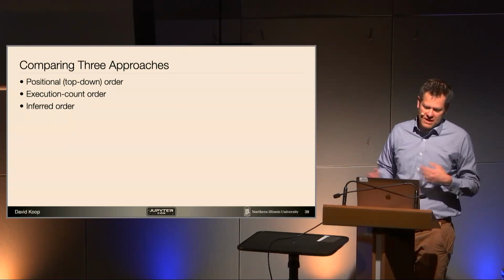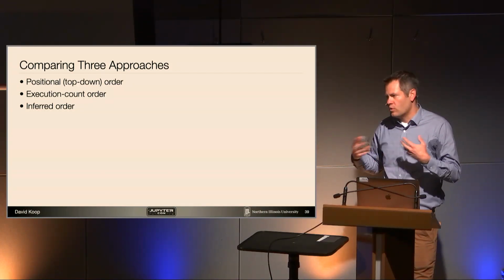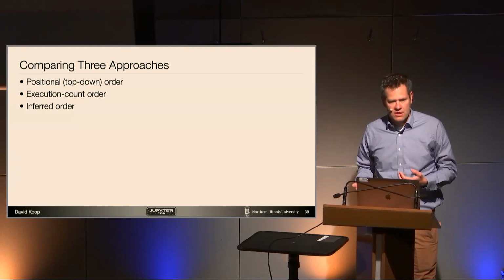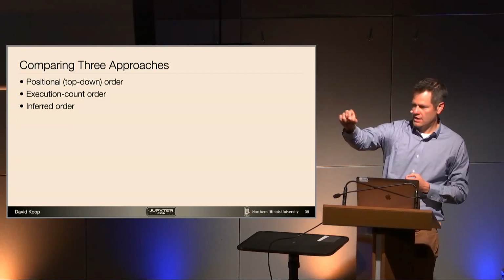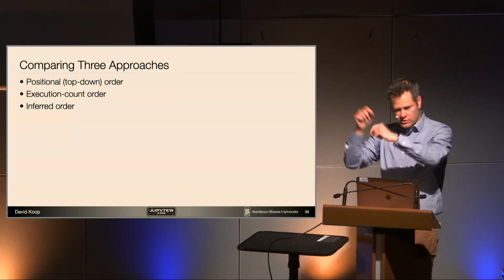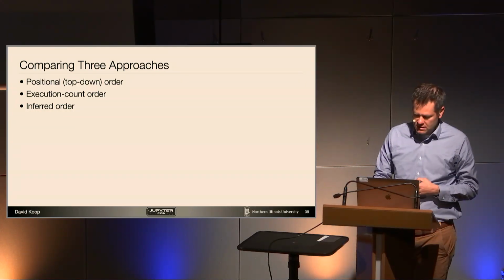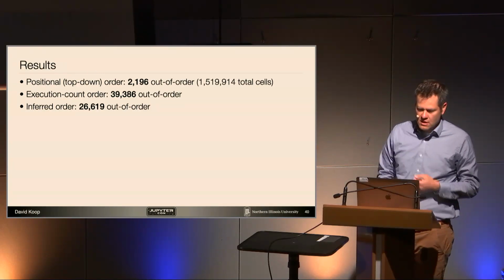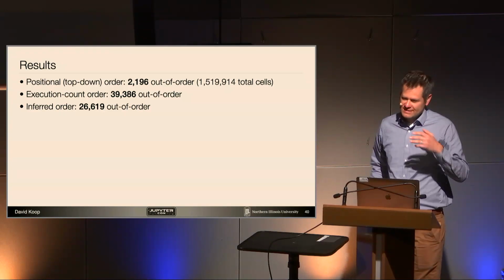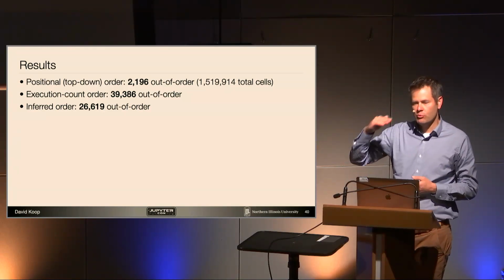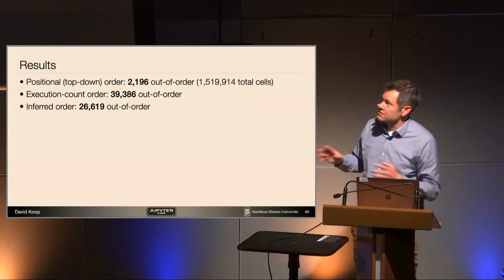And so what we can think about is, if we just execute the cells in positional order, top down, what does that look like syntactically? Does it make sense? Or if we follow the numbers exactly, 1, 2, 3, 9, 7, whatever order the numbers tell us, what does that do in terms of out-of-order syntax? And then the inferred order is what our algorithm does. And so what we found is, positional order works pretty well syntactically. This makes sense because people tend to write notebooks in that top-down order, right? The execution count order doesn't work as well.